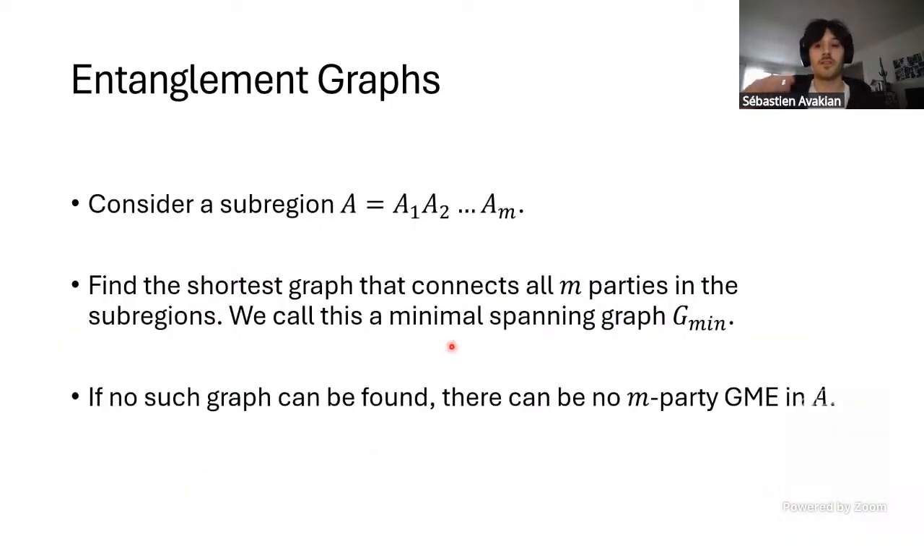So in order to understand why these results are the case, we're going to construct a more robust graphical representation rather than those little circuits with those little triangles everywhere. If we take a subregion A and consider the M parties in A, we will construct a graph that respects time and connects all M parties in the subregion. We call this the minimal spanning graph, or Gmin. If no graph can be found, then we cannot have M-party GME in A.